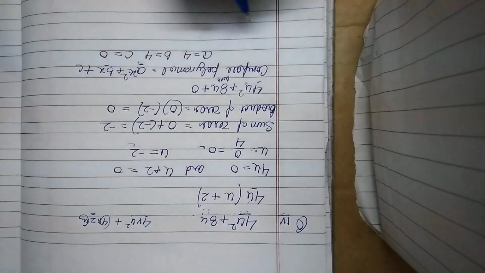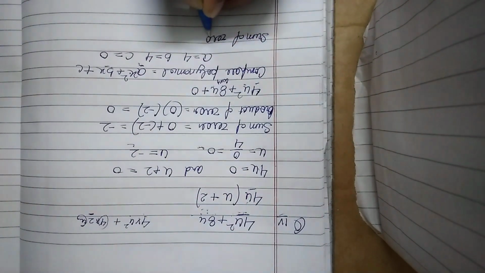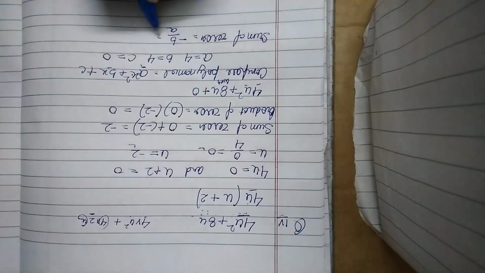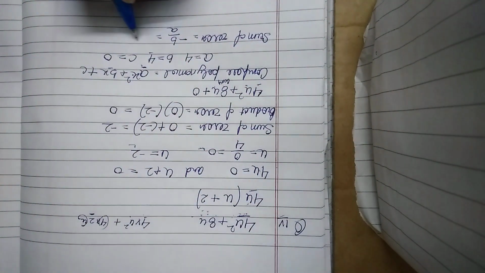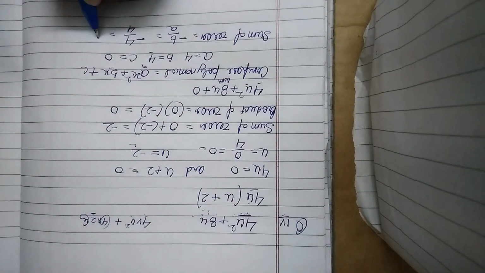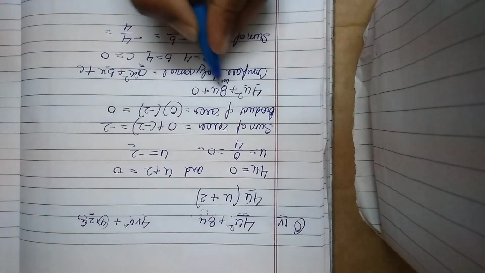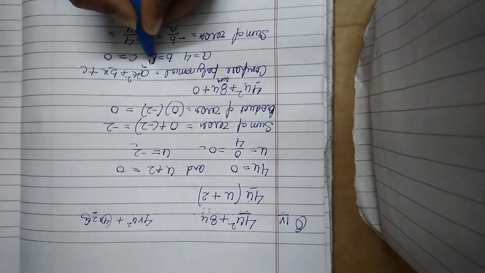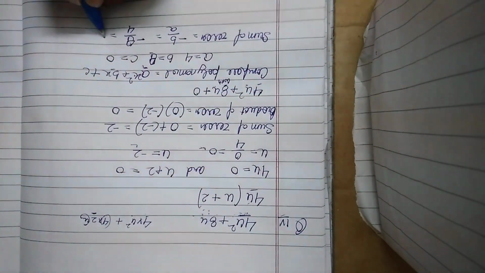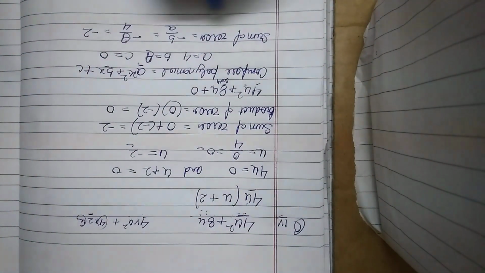Now find the sum of zeros. Sum of zeros we now get minus B upon A. Here B is 4, minus B upon A. We get here in the polynomial B is 8, sorry. B is 8, not 4. We get the answer minus 2. Sum of zeros is minus 2 with the help of the coefficients.